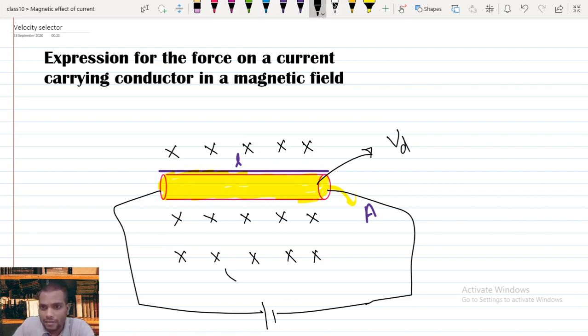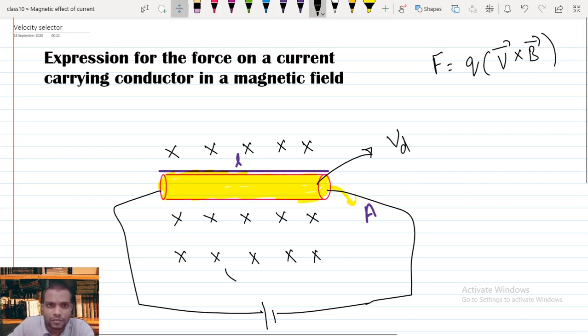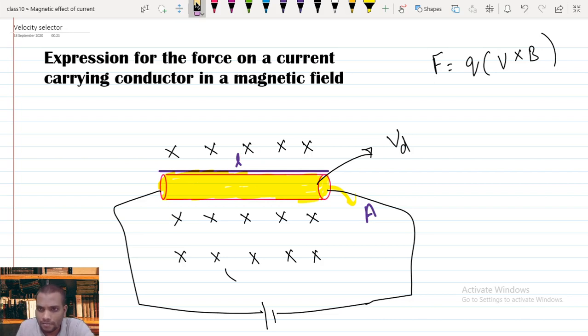And before that, what is the force expression for a charge carrier? If a charge is moving in a magnetic field, the force expression on a charge is Q times V bar cross B bar. That is the force expression on a charge. For a moment I am dropping the directions. Let me find out the magnitude first.